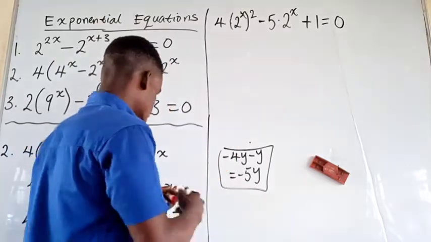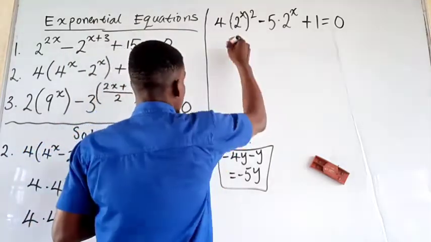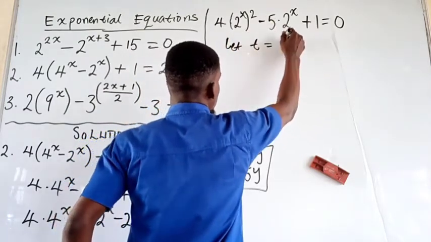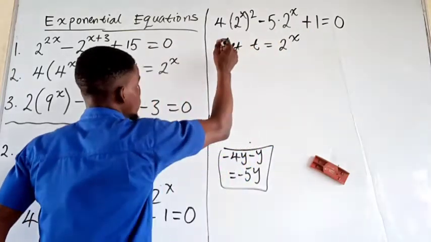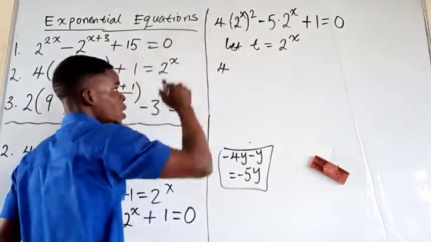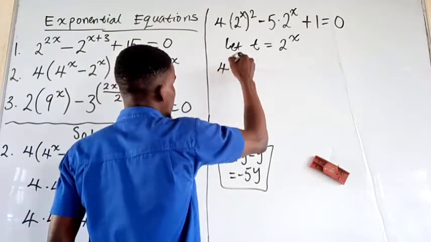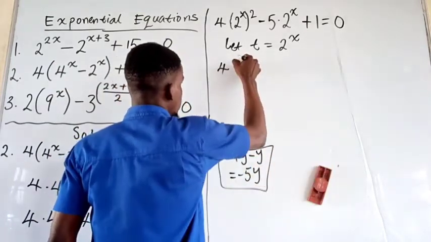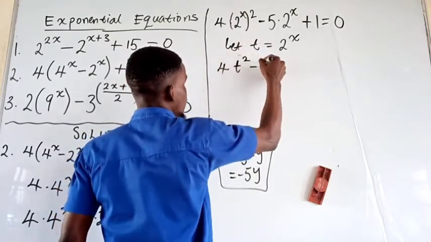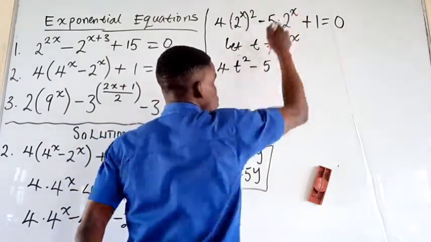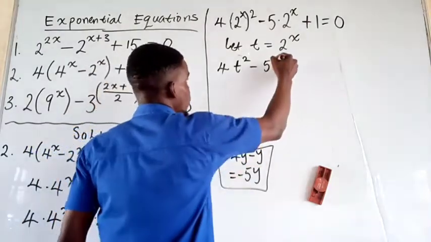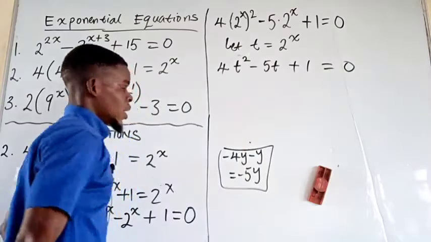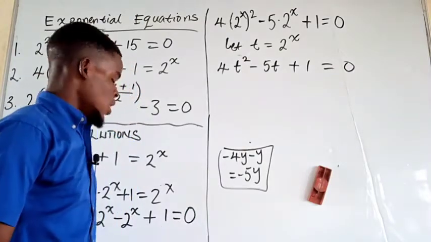Let's make a replacement here. Let t be equal to 2 to the power of x. So that means in the main equation we are going to have 4 times t, okay, so in place of 2 to the power of x, I'm going to put down t, and I'm going to square that, minus 5 times, in place of 2 to the power of x, we just put down t. We go ahead and add 1 to that, and we equate it to 0. We are now ready to solve this as a quadratic equation.